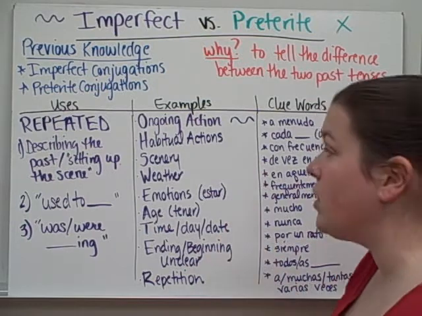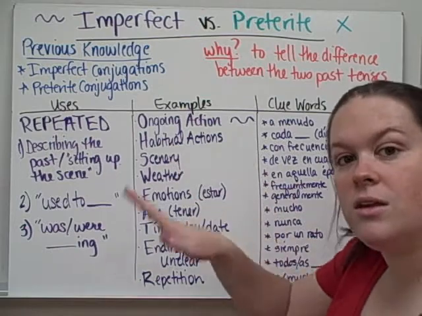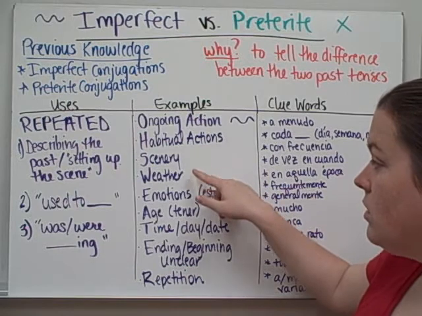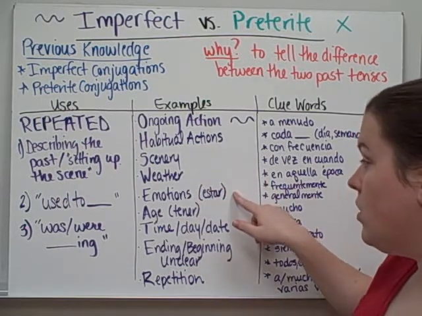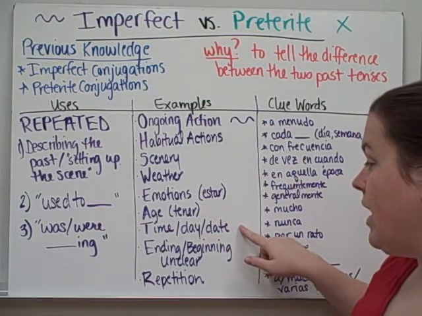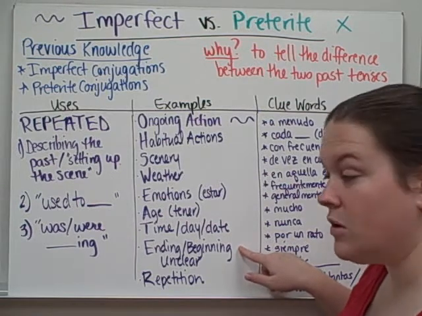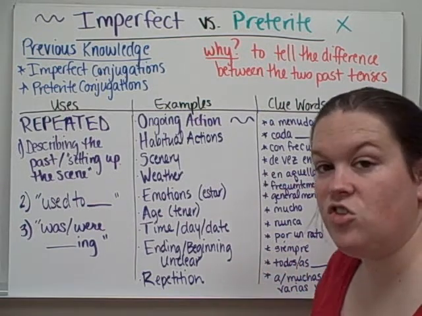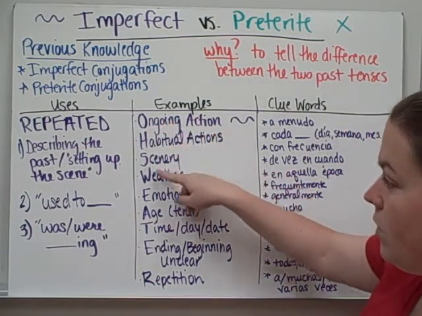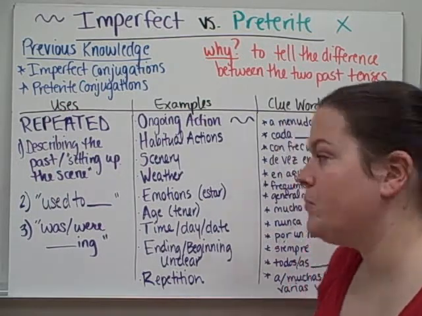Examples of uses of imperfect are, again, an ongoing action. So it can have a squiggly line saying, this is happening, and continuing. Okay? Habitual actions, scenery, weather, emotions and the verb estar, age and the verb tener, time or day or date. The ending or beginning time is unclear, or repetition or repeated events. Back to here. And if you'll notice, this creates the acronym O sweater. So it's a little tool to help you remember that.